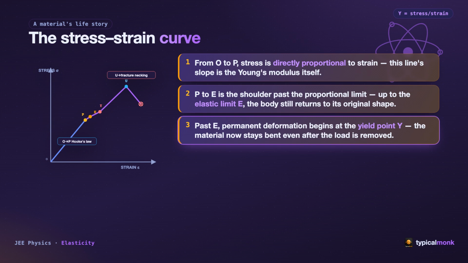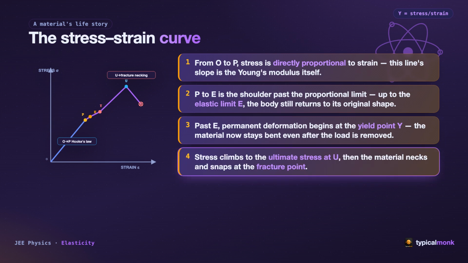At the yield point, the material begins to deform permanently. Remove the load now, and it stays bent. Stress keeps climbing to its highest value at point U, the ultimate stress. And then the material thins at one spot, a process called necking, and finally snaps at the fracture point. Lisa once assumed a dimensionally correct-looking formula for this curve had no real shape to it, until she saw that this shape is exactly what the experiment measures, point by point.